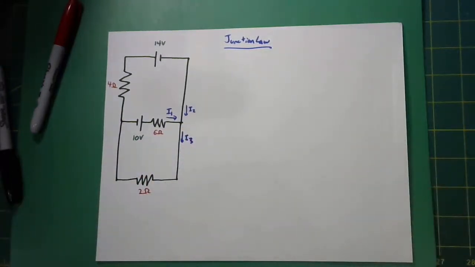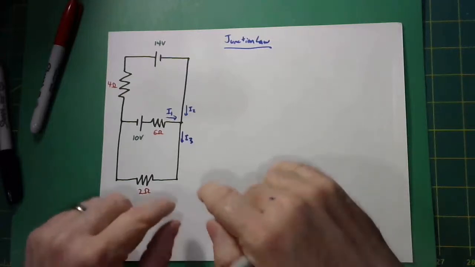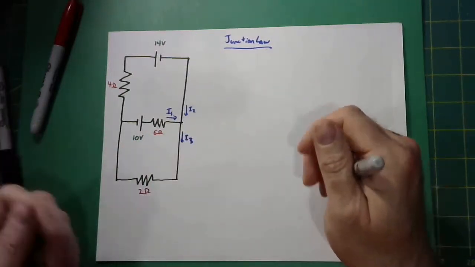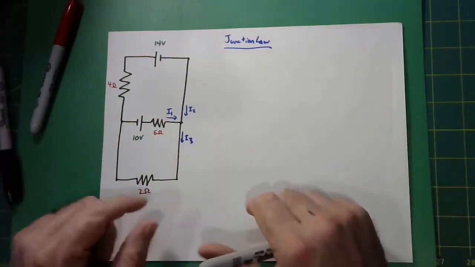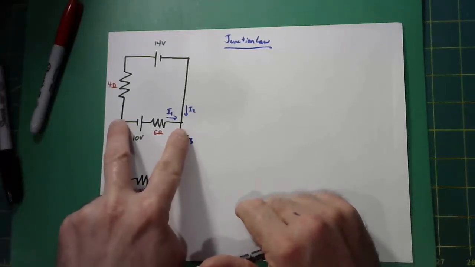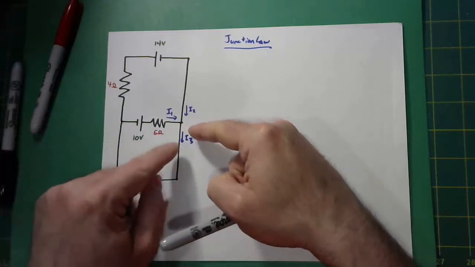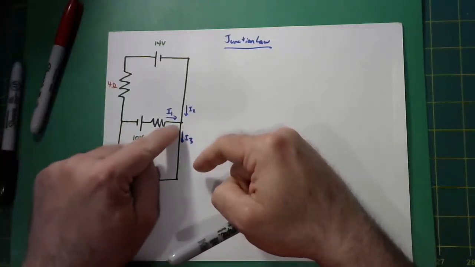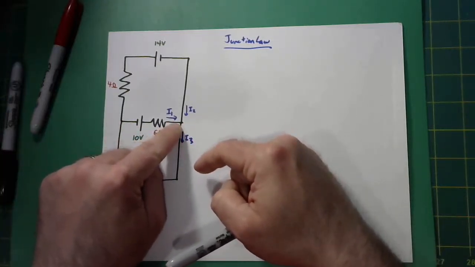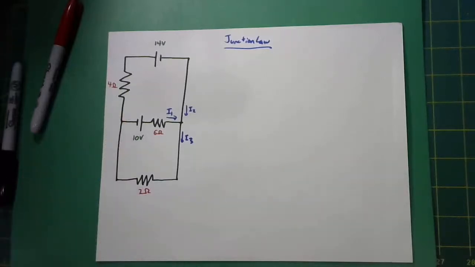So when I write junction law, I'm just going to look at a junction. Now, how many junctions are there? Places where the wires are splitting or coming together? There's two in this circuit, aren't there? There's a junction on the left here, and there's a junction on the right over here, right? So I'm going to write the junction equation here for the right junction, and then I'll write it for the left junction so you can see them and see how they turn out.